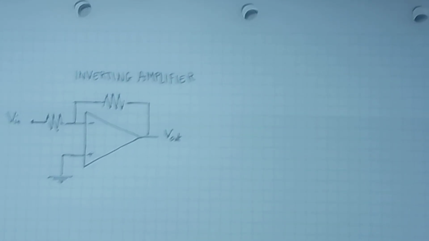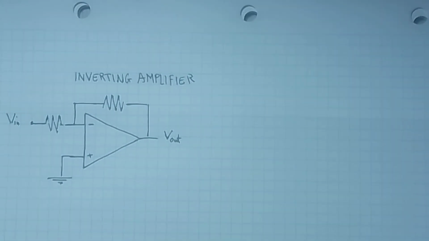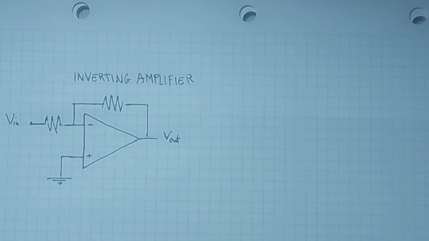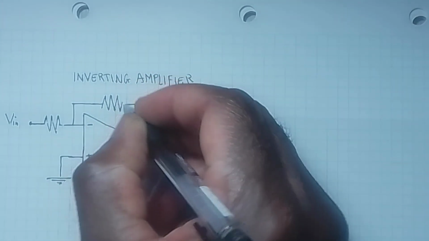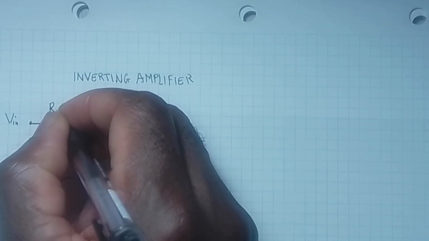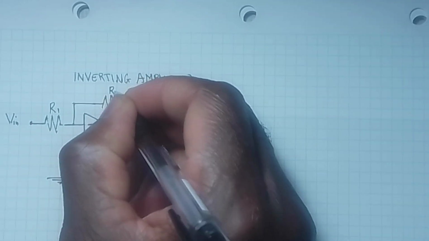Hi guys, by adding other components to the negative feedback circuit, an op amp can be made to do a number of interesting things besides amplification. So in this video we are going to see an inverting amplifier.